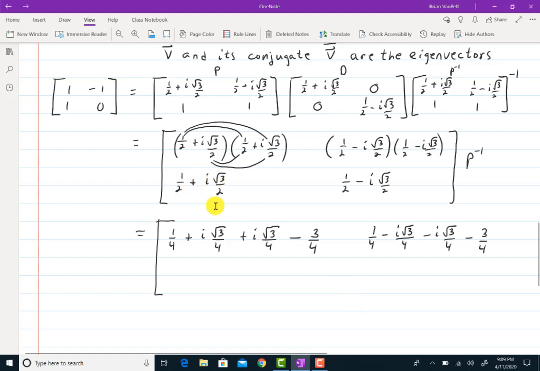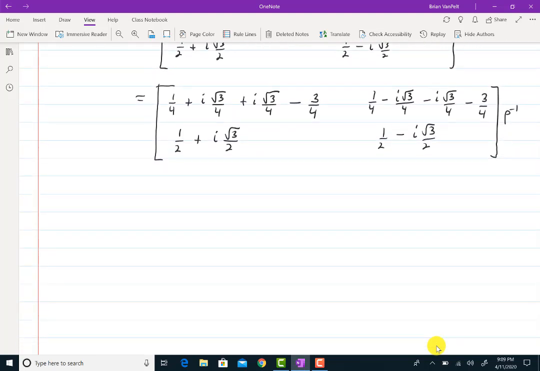And then down here, this will stay the same: 1/2 plus i radical 3 over 2. And down here, 1/2 minus i radical 3 over 2. Let me finish this off and put my P inverse after it. Now let me simplify a lot of this stuff, and then I'll be able to put the P inverse in a little better. So let's see what we have then.